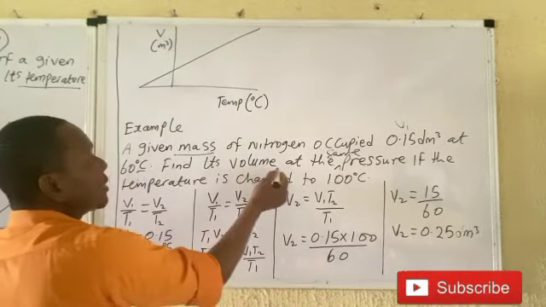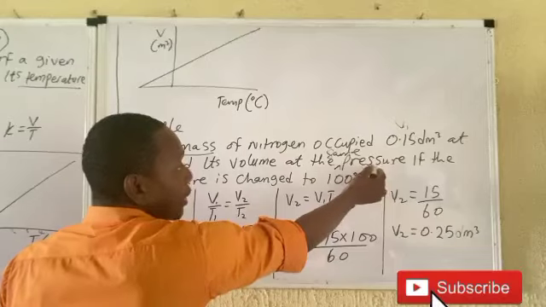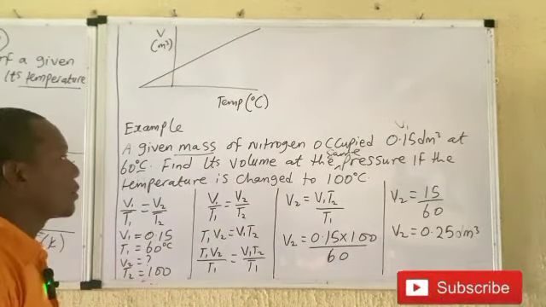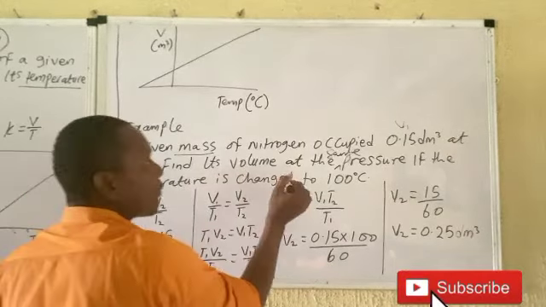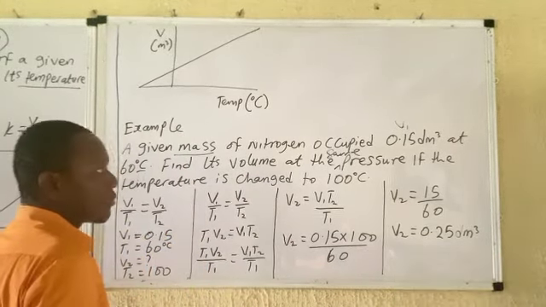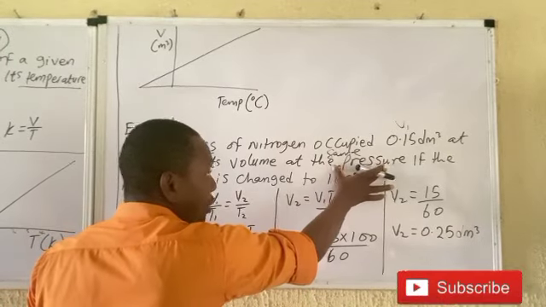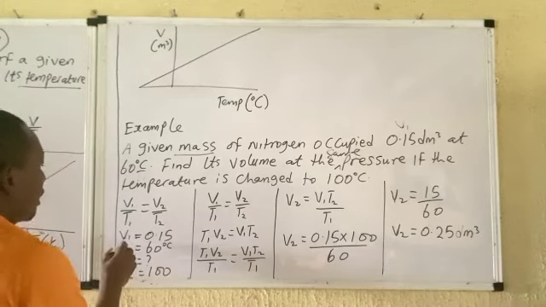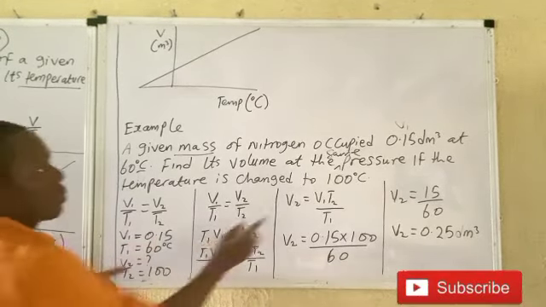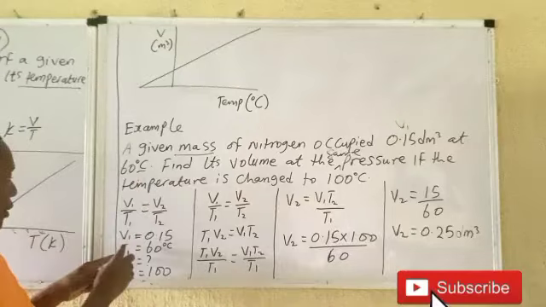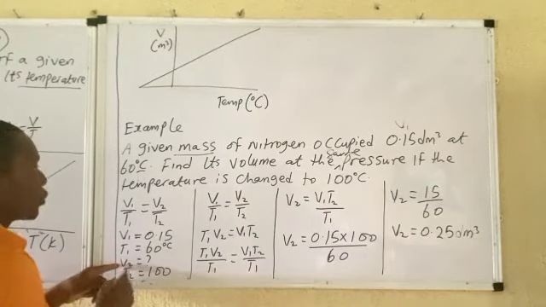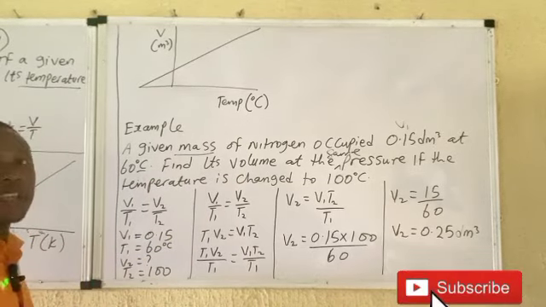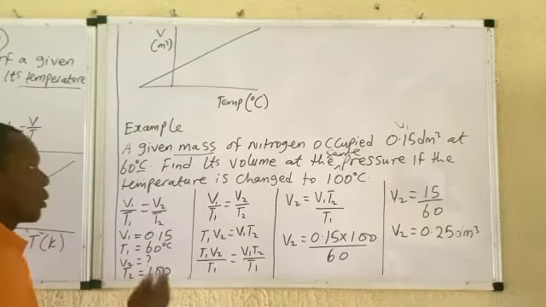So you're asked to find the volume when the pressure is still the same, and the temperature is changed from 60 to 100. So first, V1 is 0.15, which we have there. Then T1 is 60 degrees, which we have here. V2 is what we are looking for. Then the final temperature T2 is 100 degrees. So that's what we have here.